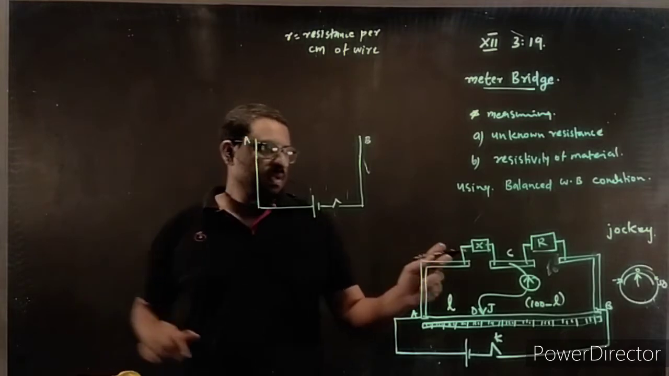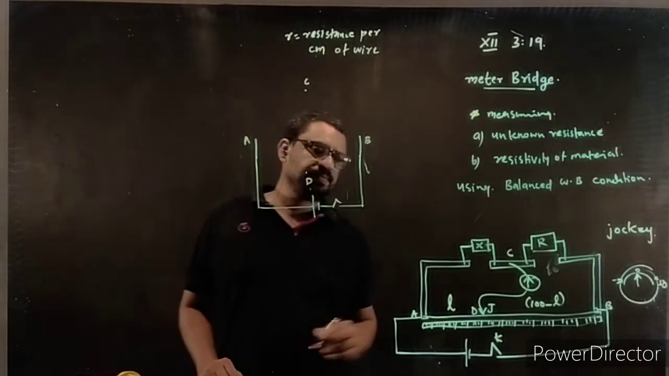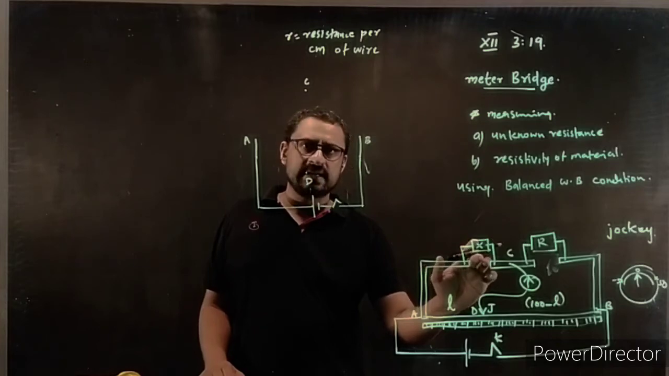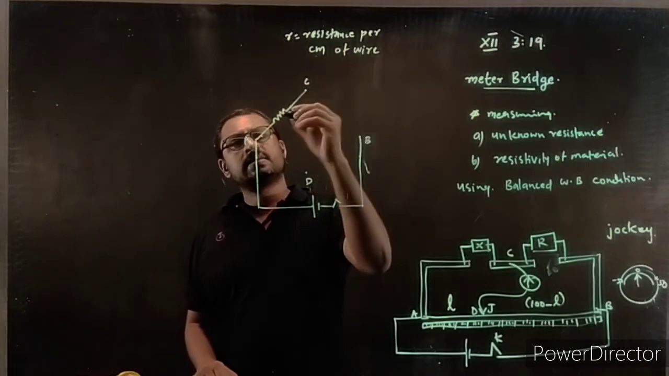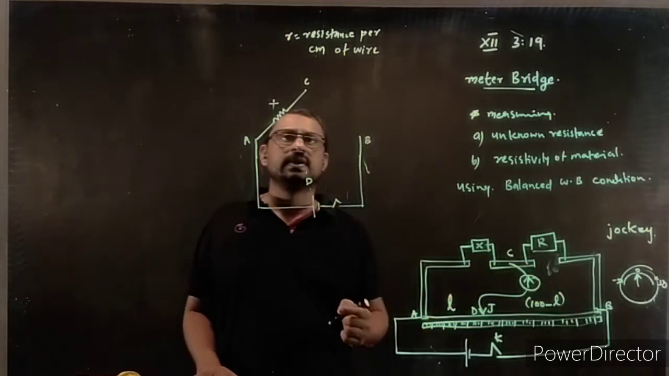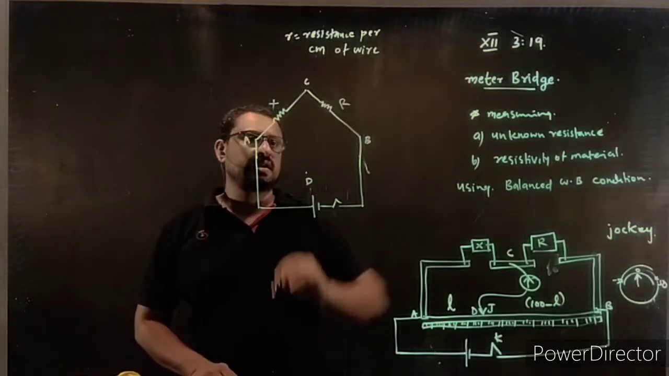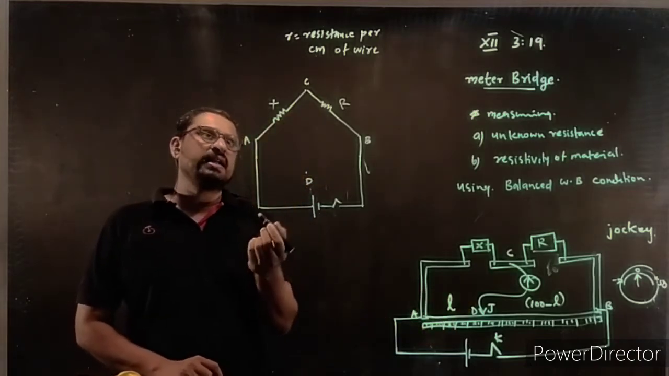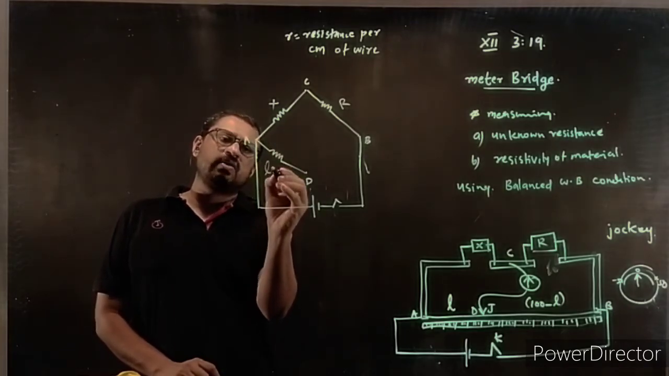What are the other resistors? Take this point as C and this point as D. Between A and C, there is an unknown resistance X. Between C and B, there is the known resistance R. Between A and D, there is a wire, and the wire is a resistor itself. That wire has a resistance Lr.